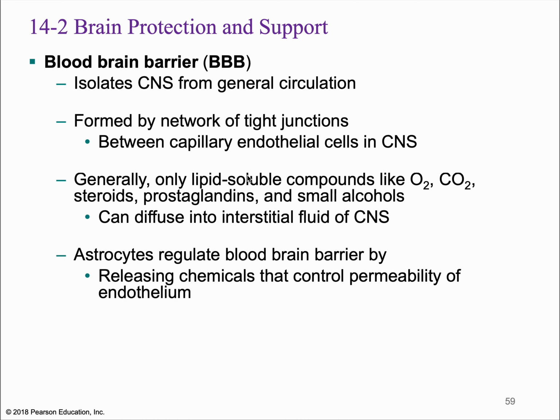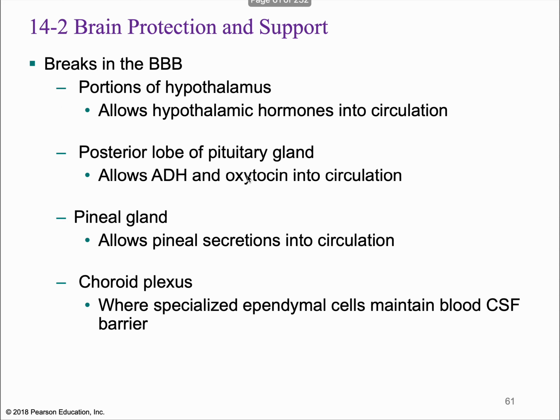So the blood-brain barrier, I'm going to skip this one, because this is just saying that you form the BBB, triple B, to protect your brain from toxins and waste. It's formed by tight junctions, and generally only lipid-soluble compounds such as oxygen, carbon dioxide, steroids, and small alcohols can pass through and diffuse into the interstitial fluid of the CNS, and astrocytes are the ones that regulate that. Okay, we're going to skip this one too.